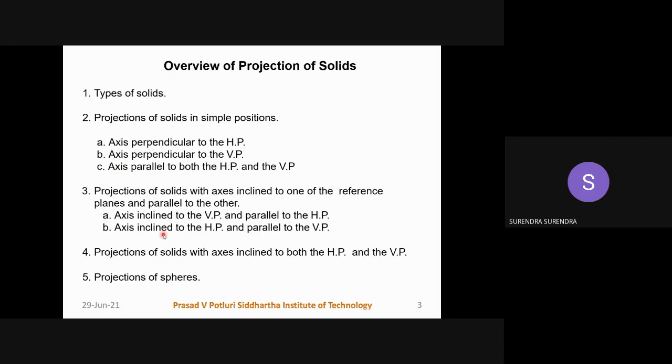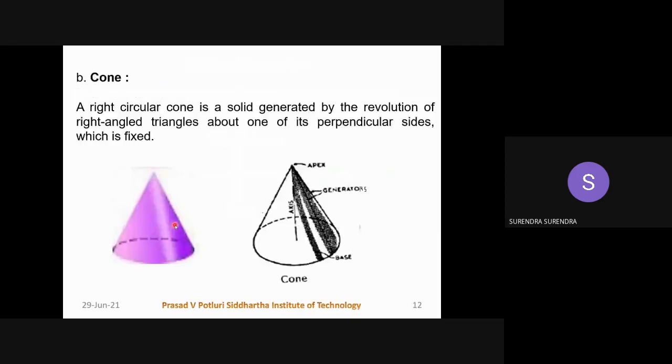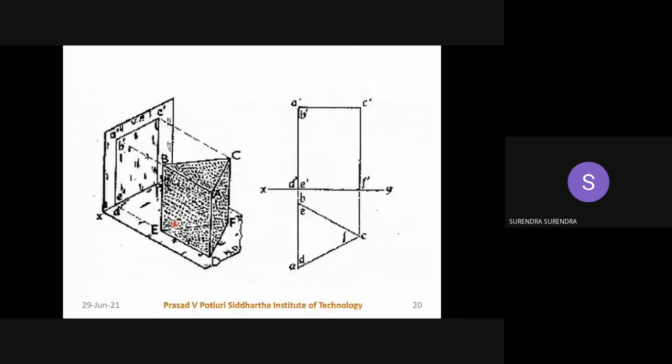So these are the first simple cases. And next, when the axis is inclined to one reference plane and parallel to the other reference plane, means inclined to HP and parallel to VP, or inclined to VP and parallel to HP. And one more is when the axis is inclined to both HP and VP. But in our syllabus, we don't have this fourth model; we are having only these. Before going there, let us show two or three simple examples of how an object looks.